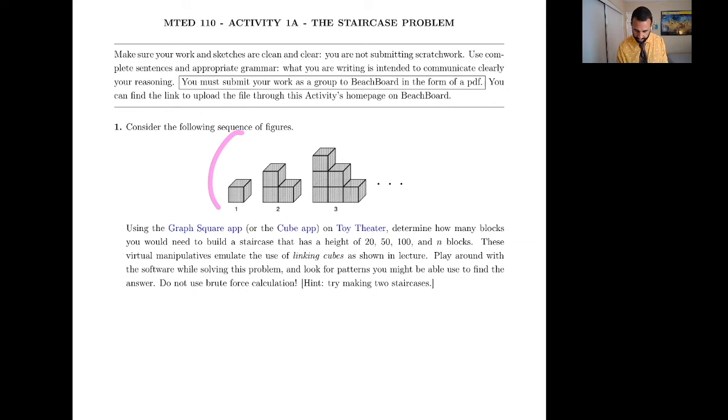What we're going to do is I want you to use the Graph Square app or the Cube app on Toy Theater, which is a virtual manipulatives website, or at least it has a section for virtual manipulatives. We're going to use this to try to emulate some of the physical manipulatives that we would use in person. In particular, we're going to use the Graph Square or the Cube app to virtually emulate linking cubes.